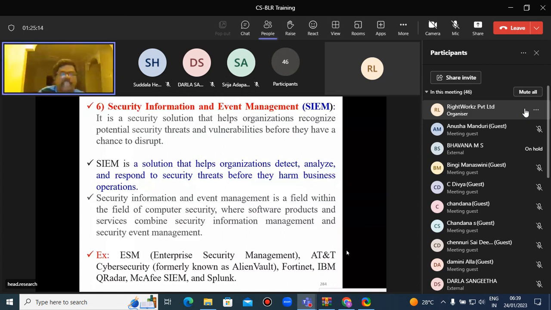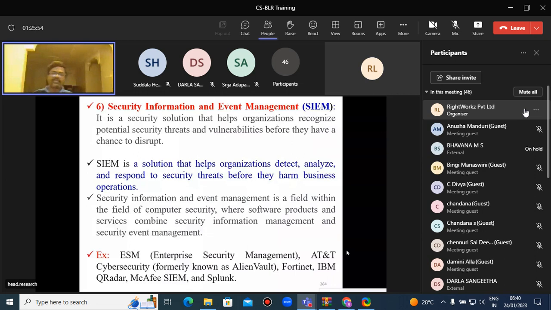Security information and event management is a key field in computer security, where software products and services combine security information management and security event management. For example, enterprise security management, AT&T Cybersecurity, formerly known as AlienVault, Fortinet, IBM QRadar, McAfee SIEM, and so on are the SIEM tools and techniques.